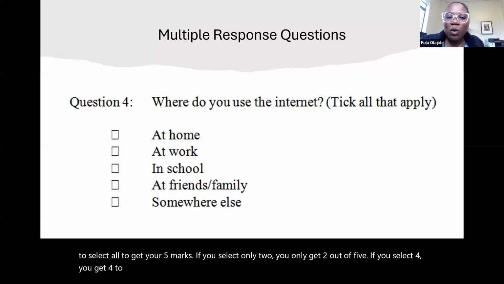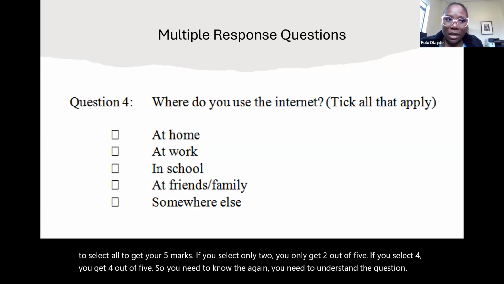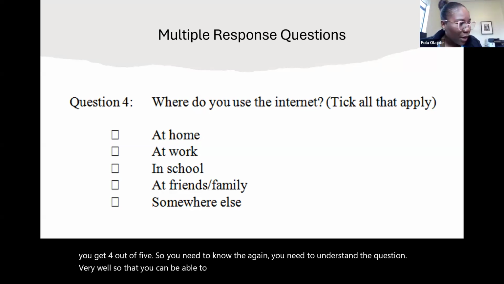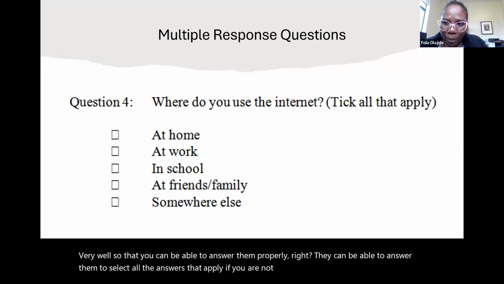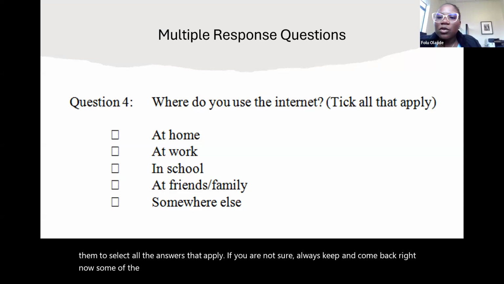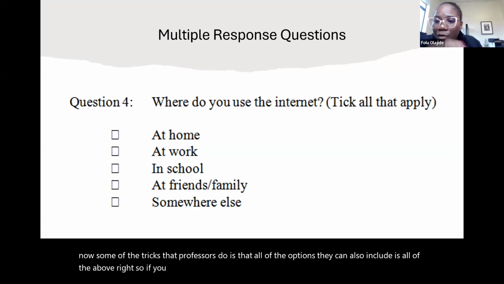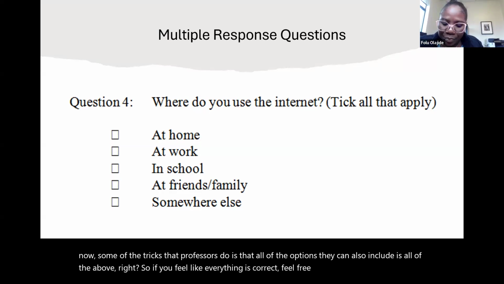So you need to know again, you need to understand the question very well so that you can be able to answer them properly, right? So you can be able to answer them, and you need to select all the answers that apply. If you are not sure, always skip and come back, right? Now, some of the tricks that professors do is that one of the options they can also include is all of the above, right? So if you feel like everything is correct, feel free to select that option.